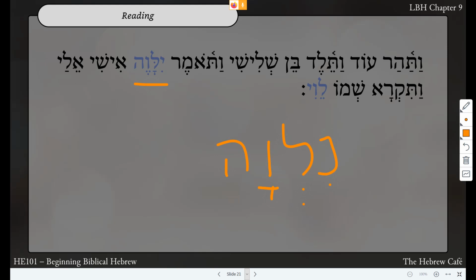This would mean he was joined. So here we have an imperfect form. He will be joined. It's probably not supposed to refer to the past tense. It's probably supposed to be saying my husband has become joined to me. My husband has become joined to me, connected to me.